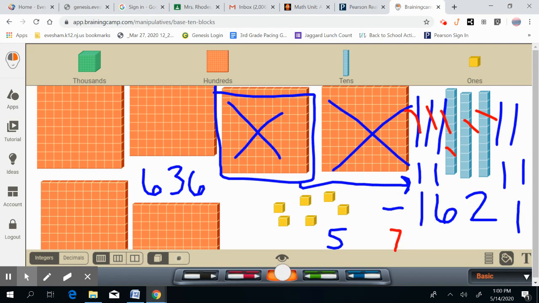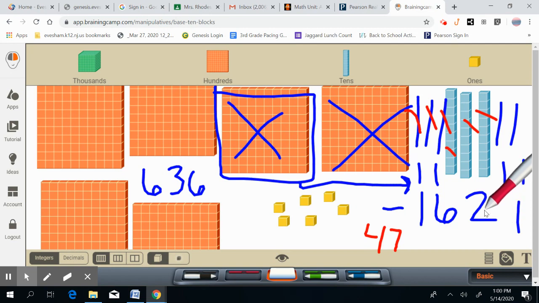And I'm going to erase this 5. I put a 5 for my hundreds. We don't have 500 because I had to borrow. How many hundreds do we have? We have 4. Okay, so if I'm subtracting 162, I subtracted my hundreds, my tens.